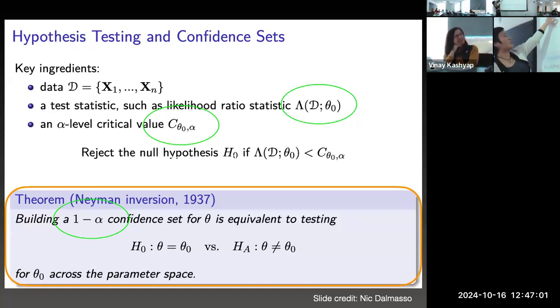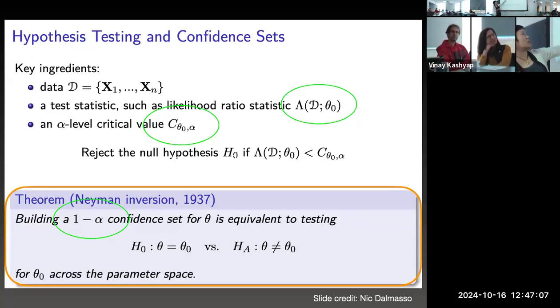So in keywords, you have to have data. You have to have a test statistic. It could be the likelihood ratio test statistic. And you also need to know the critical value, right? For when you should reject.